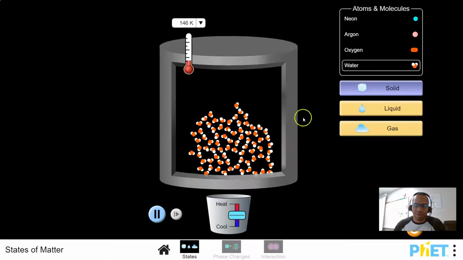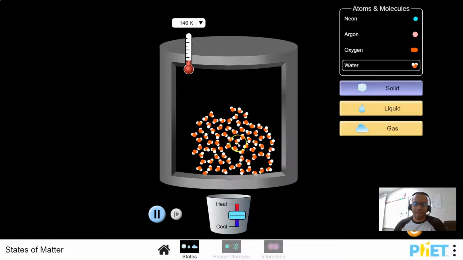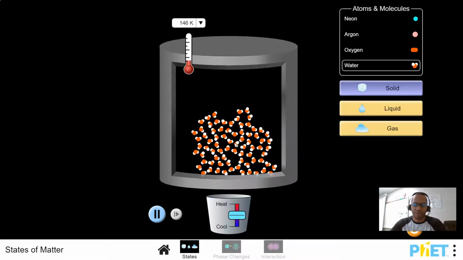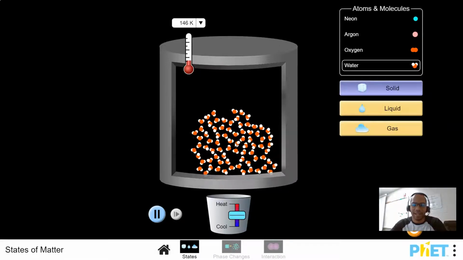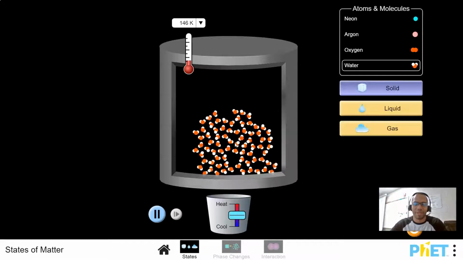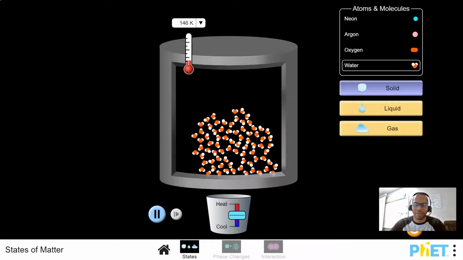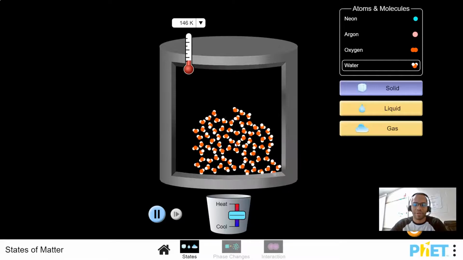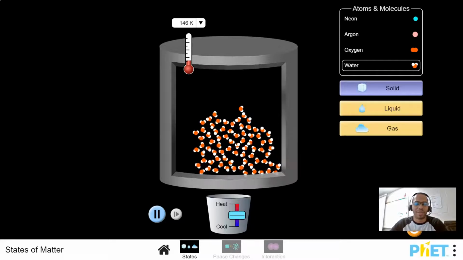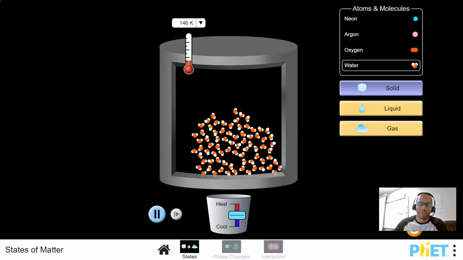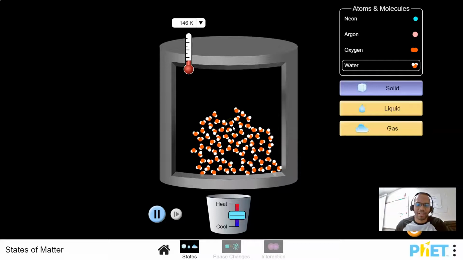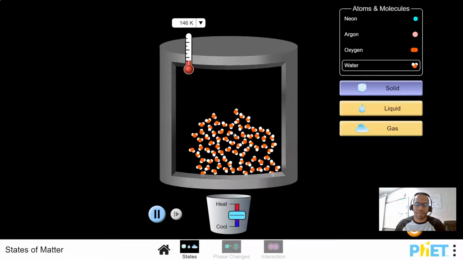And this is water in a solid state. Now, some of the things you'll observe is that it is not completely still, and that is because of the kinetic molecular theory of matter. Everything that we see around us is actually vibrating. And so we can see that although there's some structure to them, they're still moving.